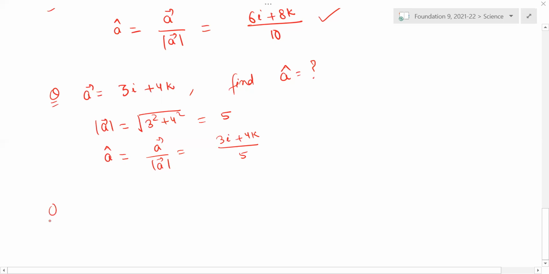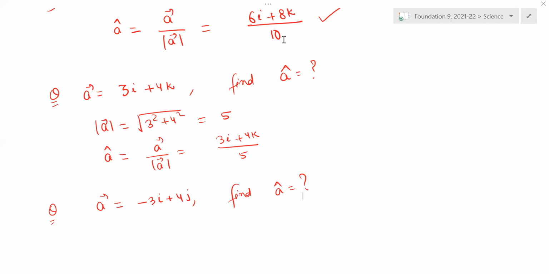Are you ready for the next question? Yes, sir. If a vector is minus 3i plus 4j, find a cap. Quickly. Fastest answer is by Ananya. She is right. Piyush right. Aditya right. Kavya right. Pranav wrong. Shreyan right.